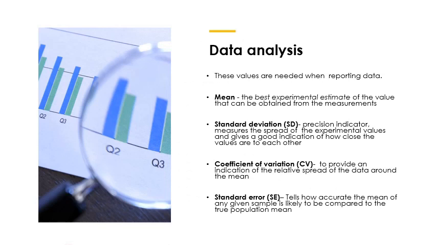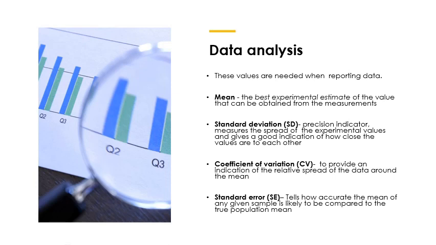There are a few basic measurements that are required for the report. First, we need to measure the mean of the data. The mean will give you the best experimental estimate of the value that can be obtained from the measurement. It is an average value of all measurements. Once you have calculated the mean value, we then need to calculate the standard deviation. Standard deviation is a precision indicator.